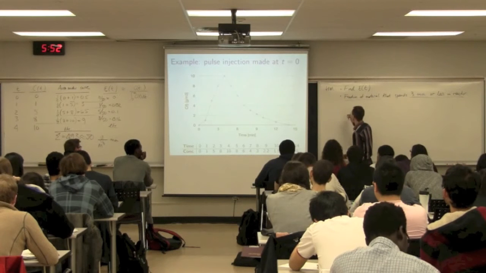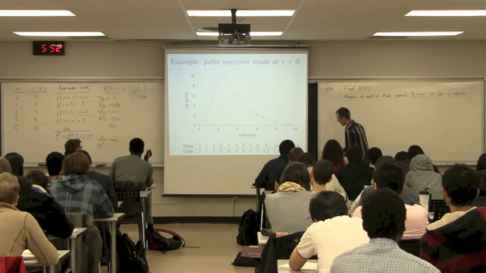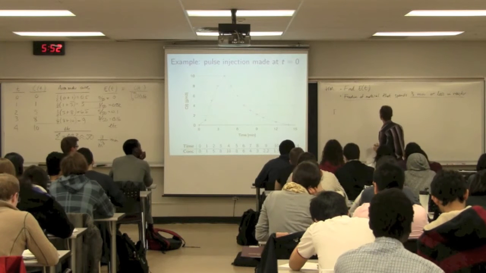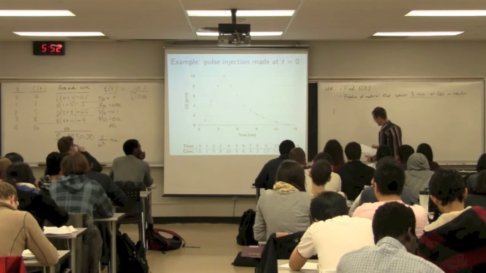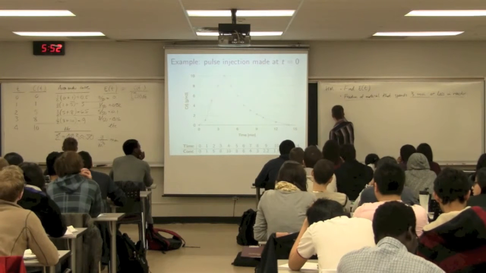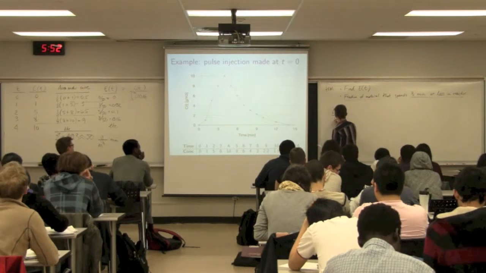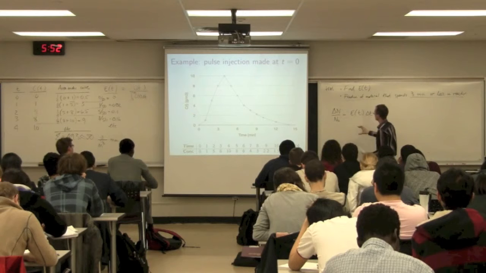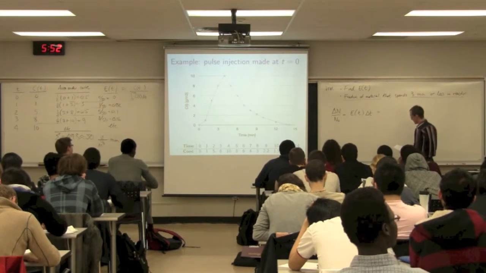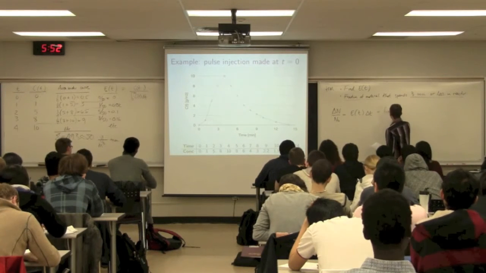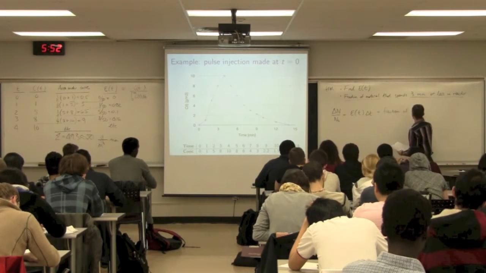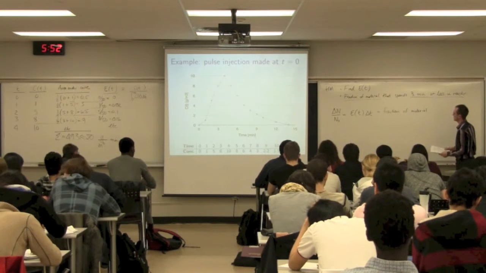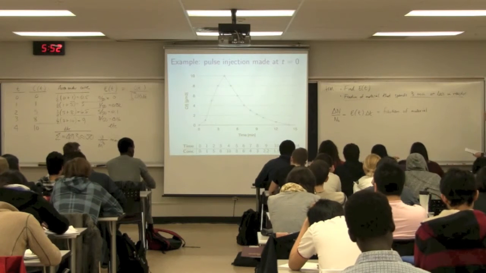Okay, I think I can see what you're thinking. Let's take a look back at our definition. We had earlier that we have exactly this definition given to us for E of T. When we looked at delta N over N mod, we said that was E of T times delta T. And that delta N over N mod is the fraction of material that spends delta T minutes or delta T seconds in the reactor.